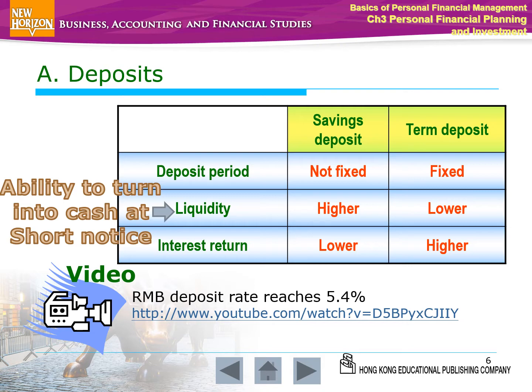But for term deposits, because the bank has to use your term deposits for investment, because of lower liquidity for term deposit, the interest return for you will be higher because you give up the flexibility of getting money as you wish.